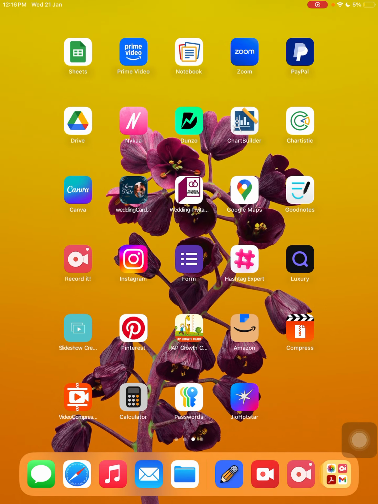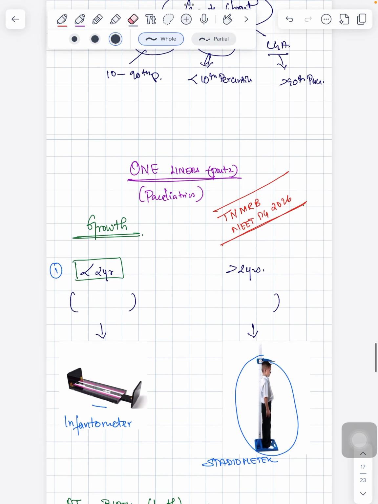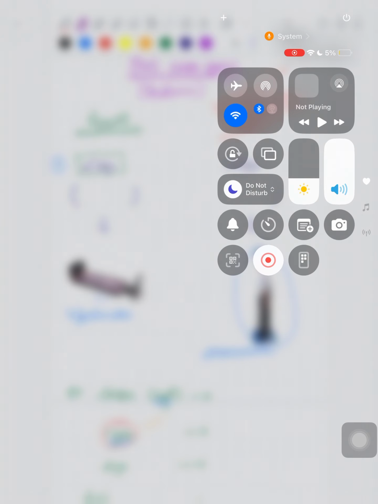Hello everyone, today let's discuss important one-liners from growth, which are very important for your TNMRB 2026 and also for your NEET PG 2026. Why? Because these are all very basic topics, right?